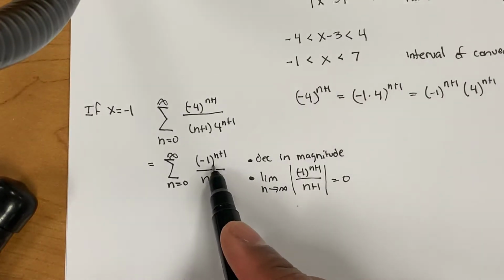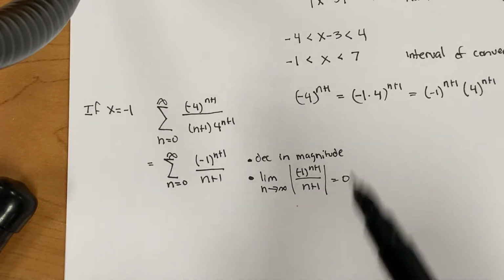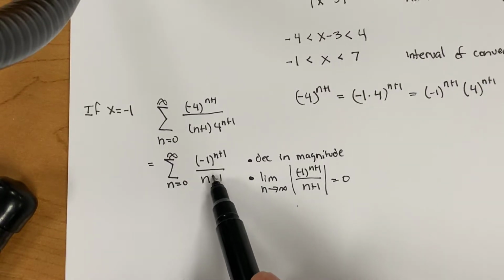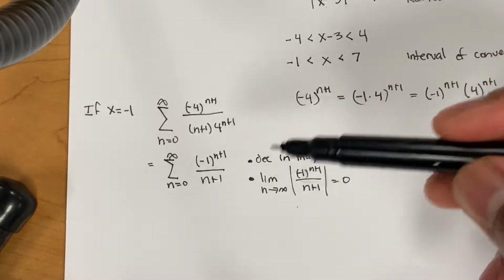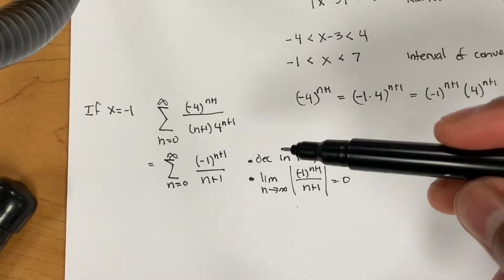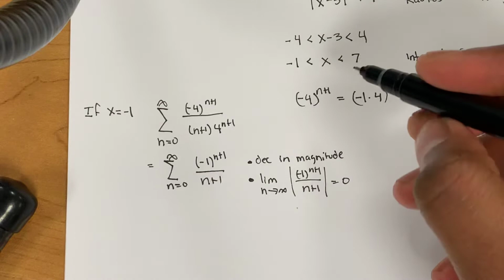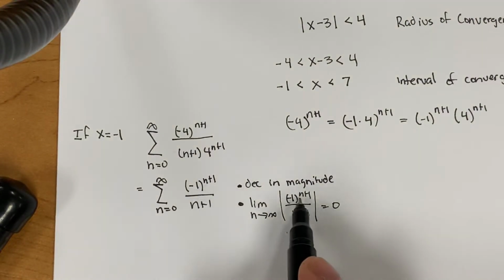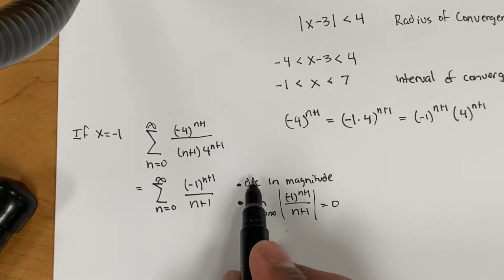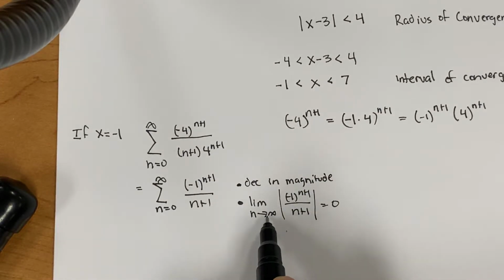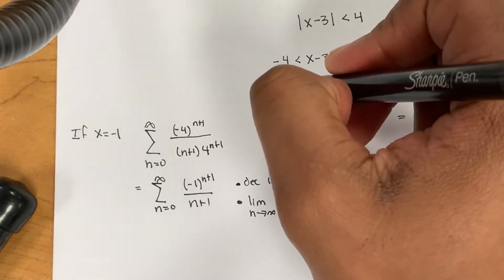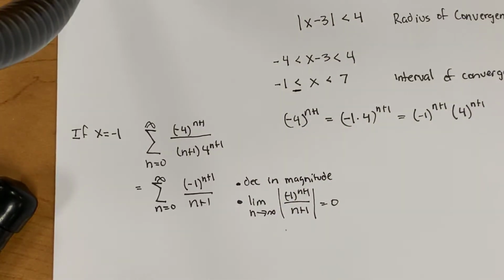If we were just looking at this as a P series, or if we did the integral test, this sequence would diverge in absolute value. So it's not absolutely convergent, it's conditionally convergent. But this still converges when x is -1 because it's an alternating series. It decreases in magnitude and the limit as n approaches infinity is 0. So we can include the -1 as a part of our answer.